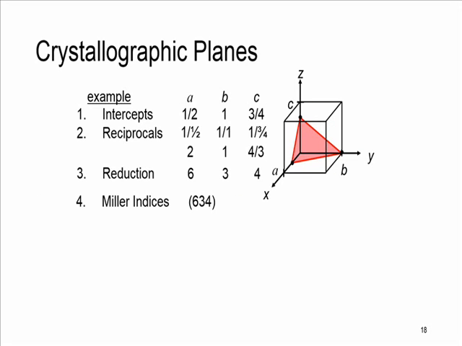And now the question: what will happen if this plane or any plane passes through the origin? How can we find the Miller indices? We can work on this in the class.